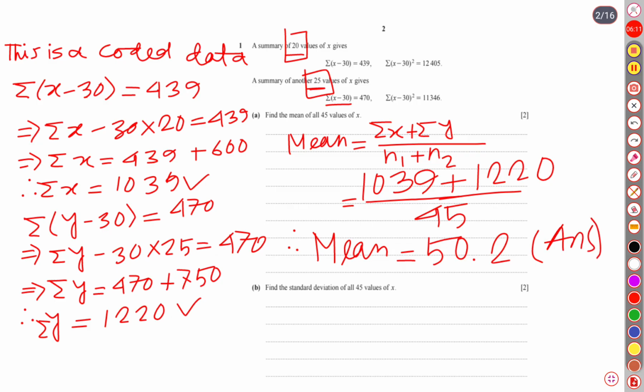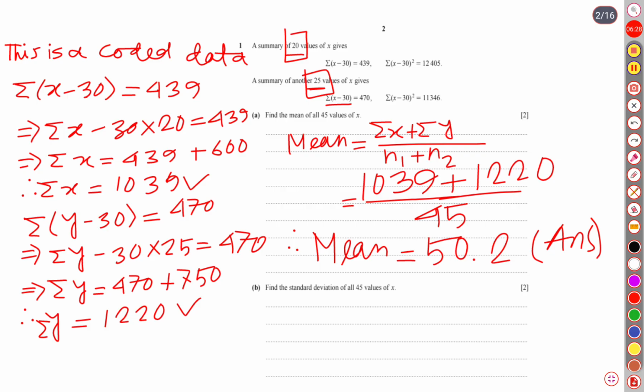I think you have understood how to find the mean from coded data. Let's move on to the next question. It says find the standard deviation of all 45 values of x.